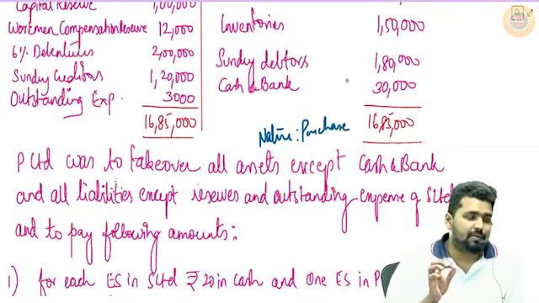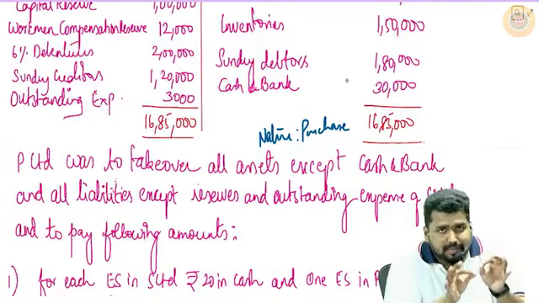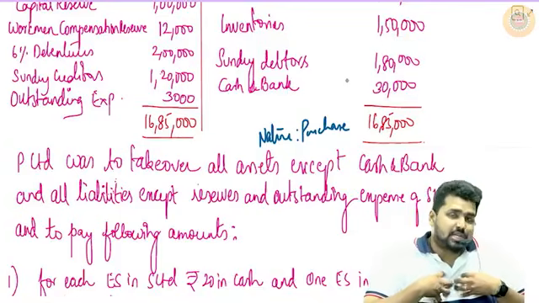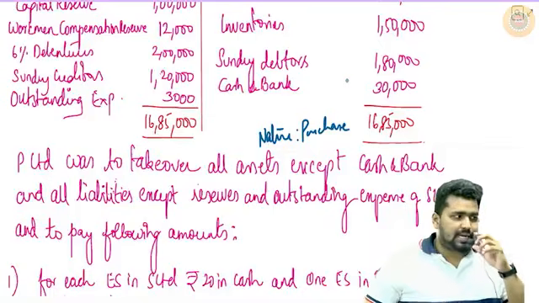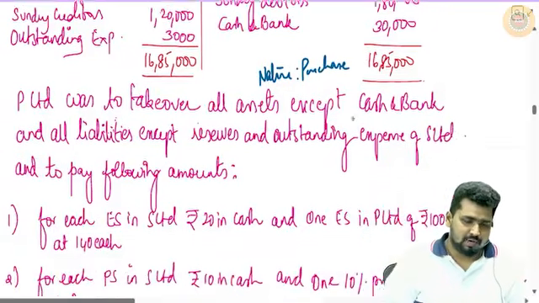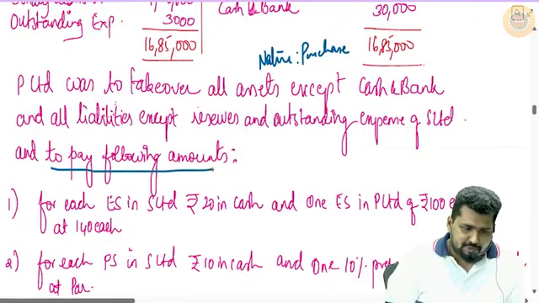What is purchase method? All assets and liabilities that are taken over should be brought in and incorporated in our books. That too at what value? Book value or agreed value? Agreed value. Clear? Yes or no? So for this they have agreed to pay the following amounts.